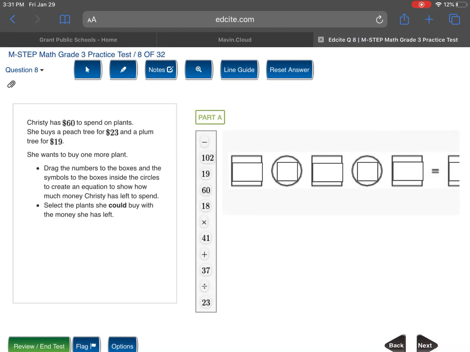When I see a problem with lots of words like this, I'm going to read it kind of slowly, and I might read it a couple times because I want to make sure I understand it. Christy has $60 to spend on plants. She buys a peach tree for $23 and a plum tree for $19. She wants to buy one more plant. Drag the numbers to the boxes and the symbols to the boxes inside the circles to create an equation to show how much money Christy has left to spend. Select the plant she could buy with the money she has left.